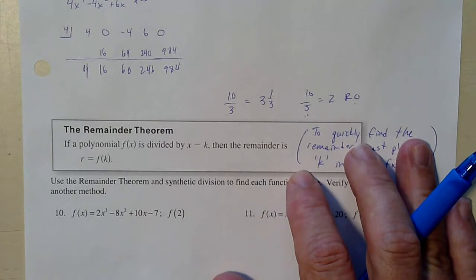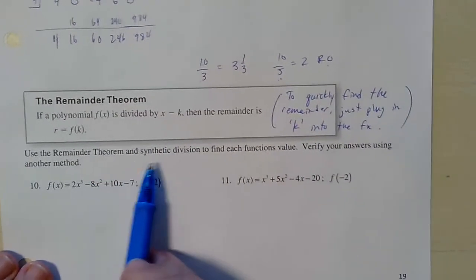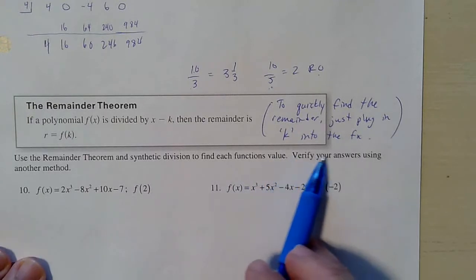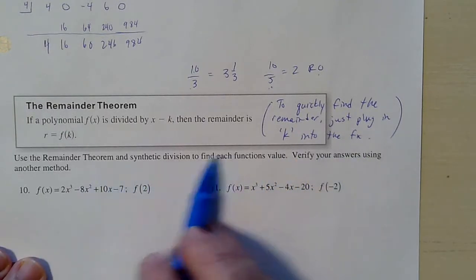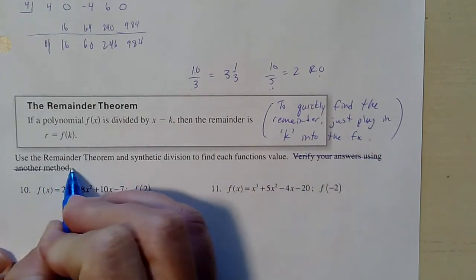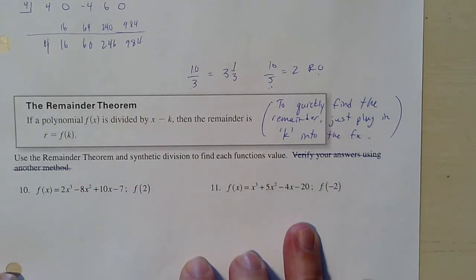Okay, so let's take a look at these directions. Use the remainder theorem and synthetic division to find each function's value. Verify your answers using another method. These are actually 2 different methods as it is. I'm not going to have you use a third method. 2 is good enough. Okay.